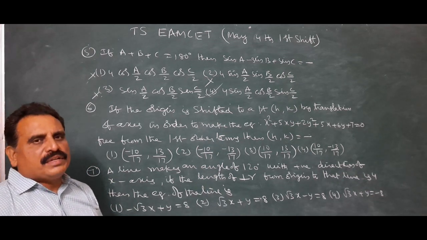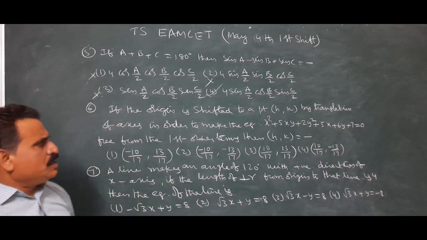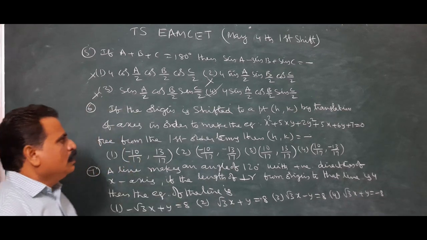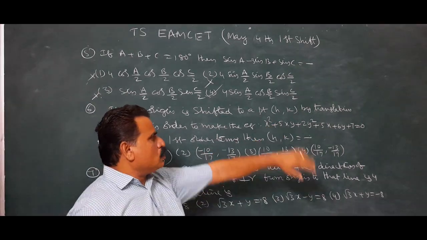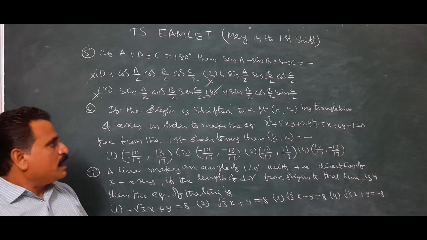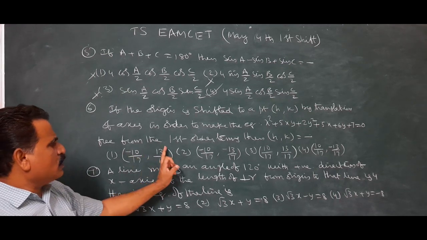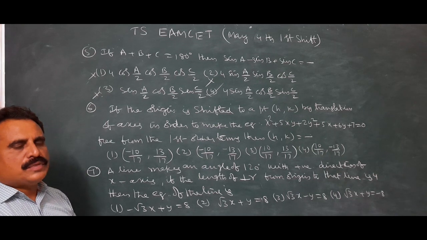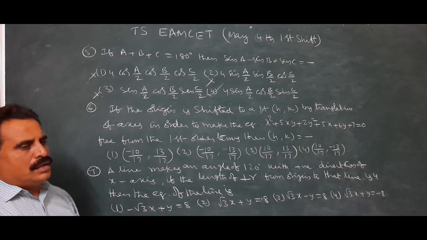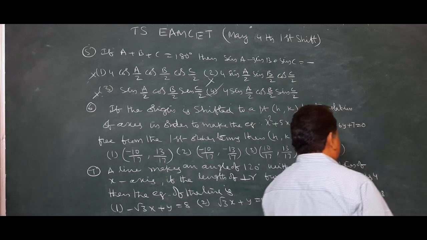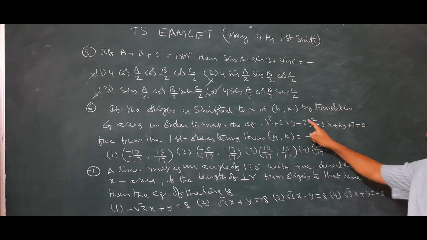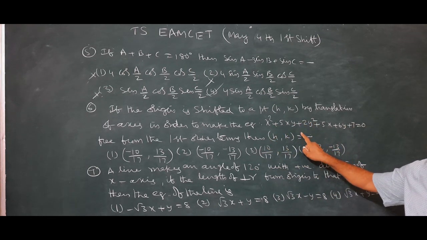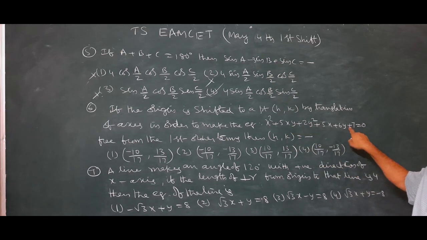Now, question number 6. If the origin is shifted to the point HK by translation of axis in order to make the equation x square plus 5xy plus 2y square plus 5x plus 6y plus 7 equal to 0 free from the first order terms. First order terms means x and y terms. Then HK, there is one shortcut formula. That is the point of intersection of dou f by dou x equal to 0 and dou f by dou y equal to 0. Let it be f. Dou f by dou x means partial derivative of function f with respect to x.